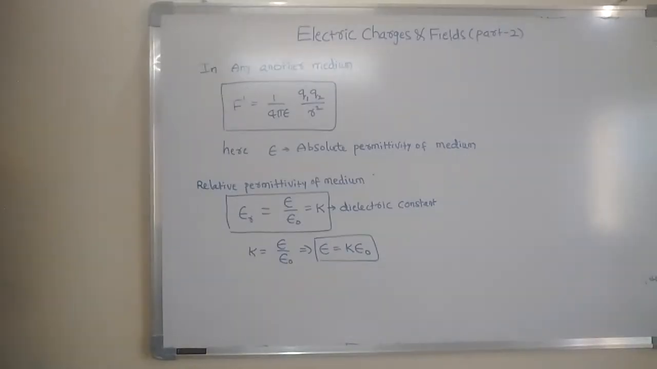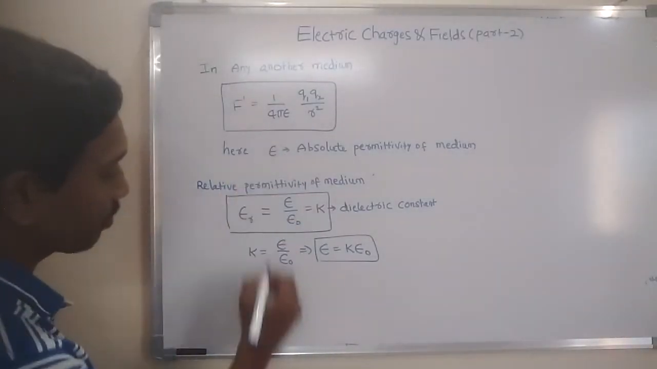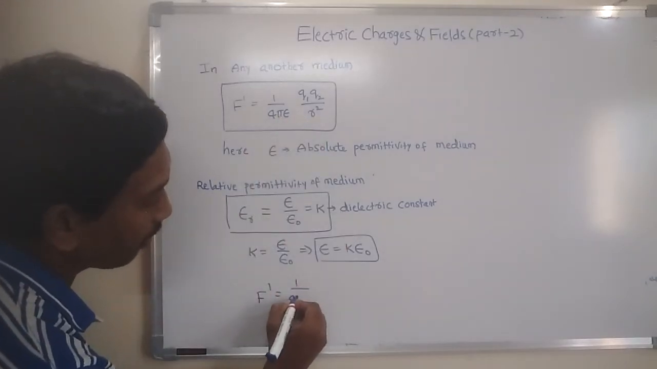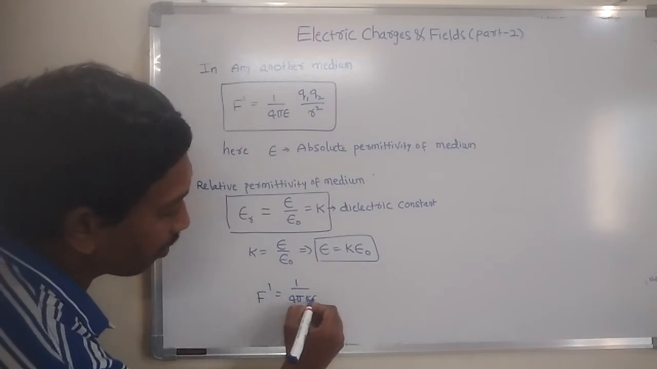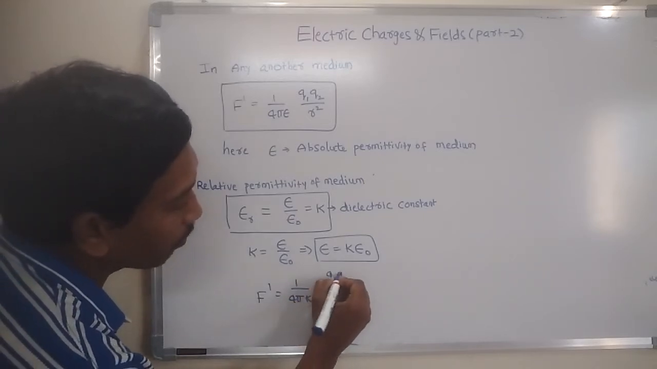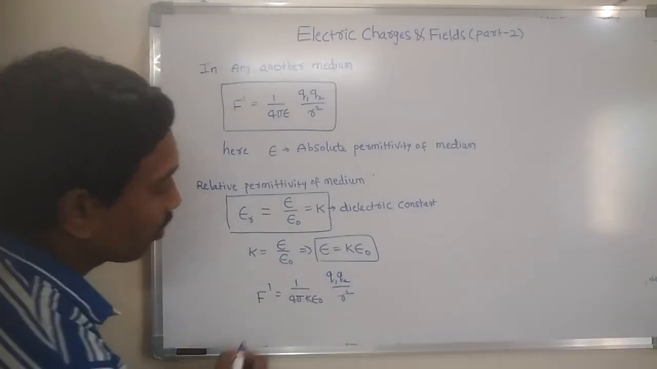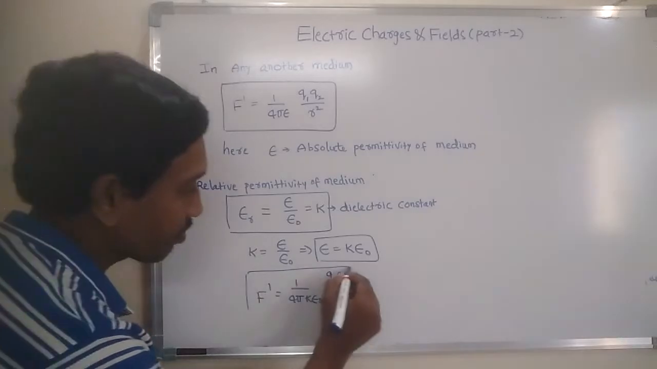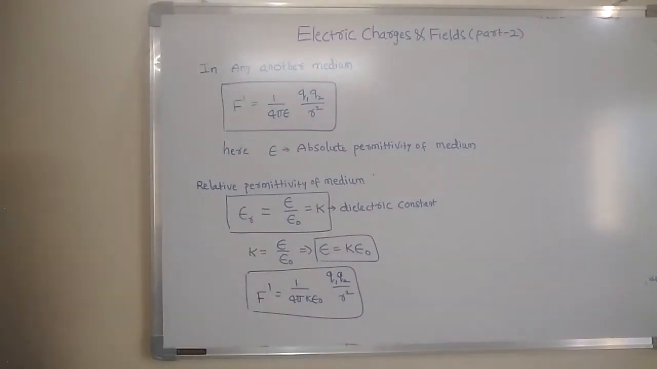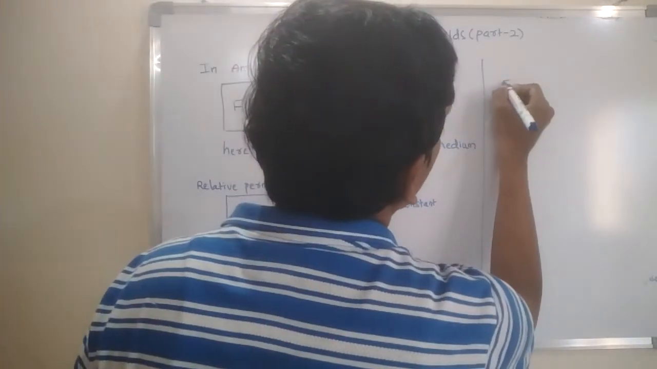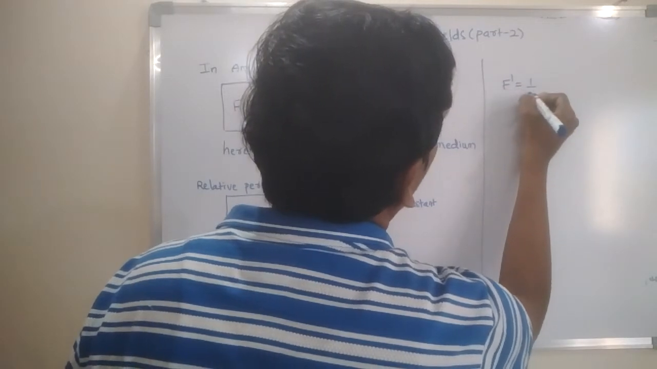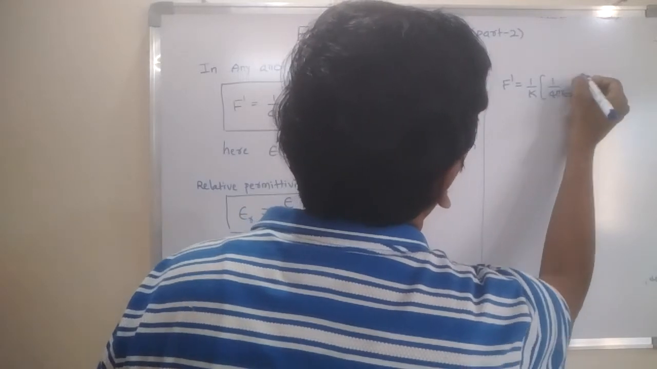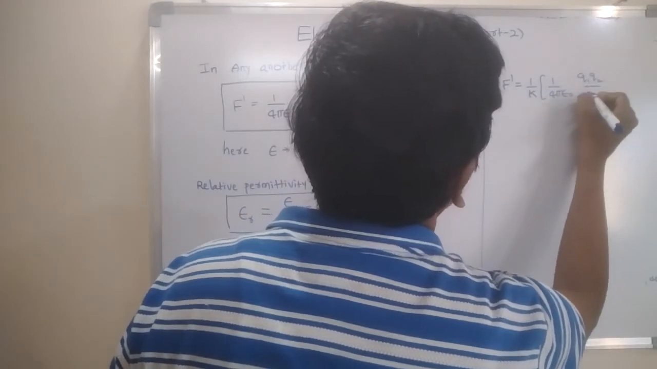So here in this expression, finally electric force equation, F dash is equal to 1 by 4 pi, instead of epsilon write K epsilon naught, into Q1 Q2 by R square is the formula. What is the expression here? 1 by 4 pi K into epsilon naught into Q1 Q2 by R square. This is the expression for electric force in any other medium. Write this equation in this way: F dash is equal to 1 by K into the remaining equation, which is similar, that is 1 by 4 pi epsilon naught into Q1 Q2 by R square.